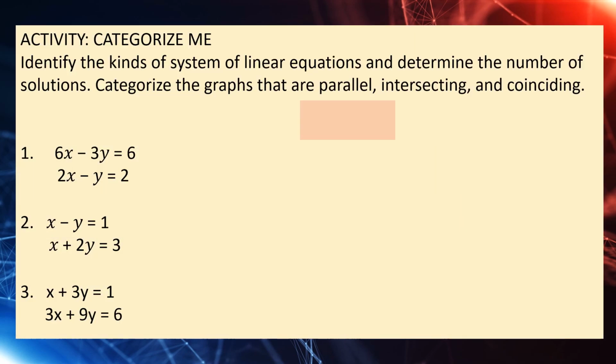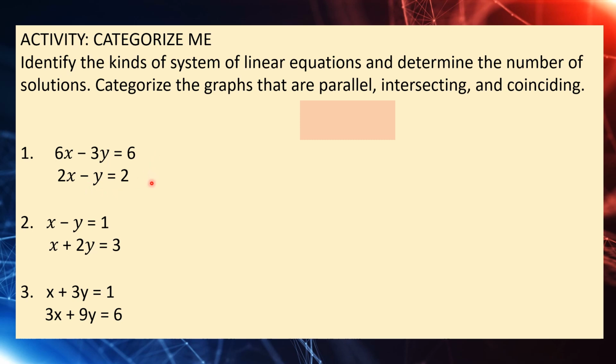Let's solve the activity. Categorize me. Identify the kinds of systems of linear equations and determine the number of solutions. Categorize the graphs that are parallel, intersecting, and coinciding. So let's have the first system of linear equations. We have 6x minus 3y equals 6 and 2x minus y equals 2.